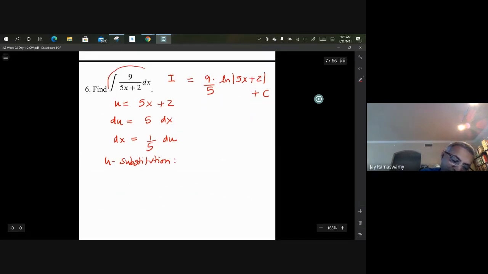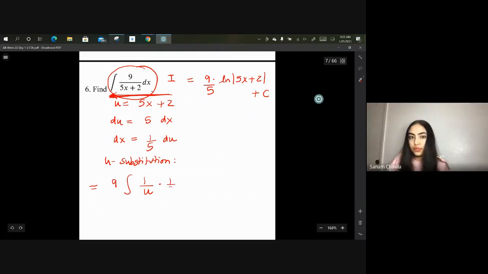Now, here's my goal. The original problem, can you see you have an x? That x should vanish and only u's will appear. Okay, play along. So the integral equals, I can pull out the 9, 1 over... Look at your notes. What can I rewrite 5x plus 2 as? u. Look at the board. Can you see 5x plus 2 is just u? So 1 over u. And then what can I write dx as? 1/5 du.